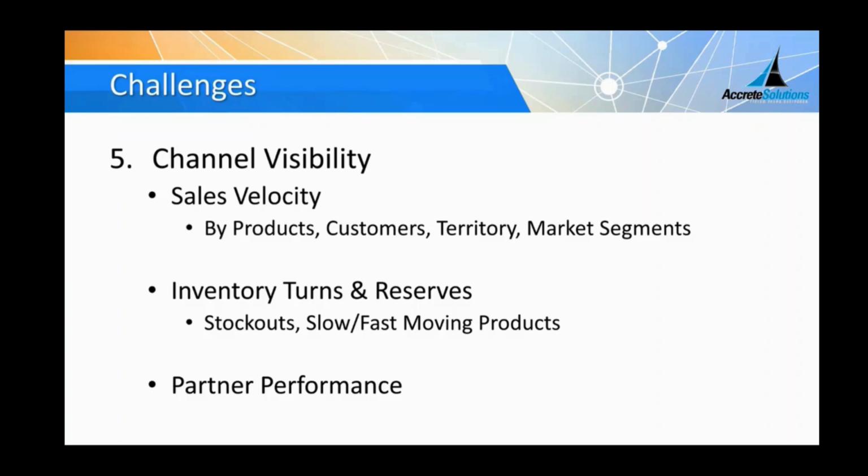is a key challenge. Another challenge is inventory turns. Can you foresee the stockouts? You don't want the channel to run out of inventory. You want to look at what are slow moving parts and fast moving products so that you can come up with maybe different types of incentive programs to change that.